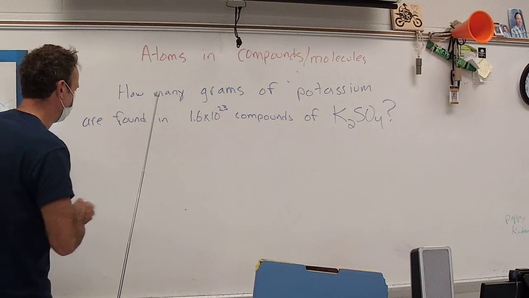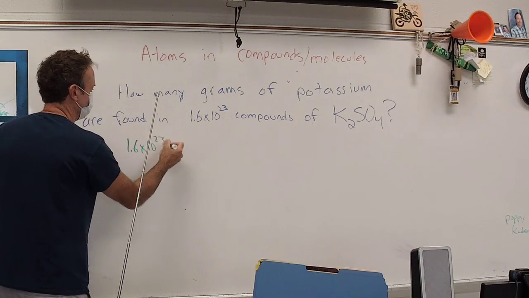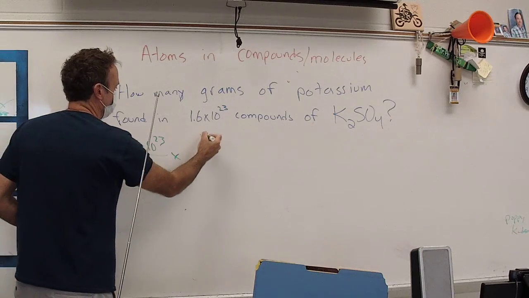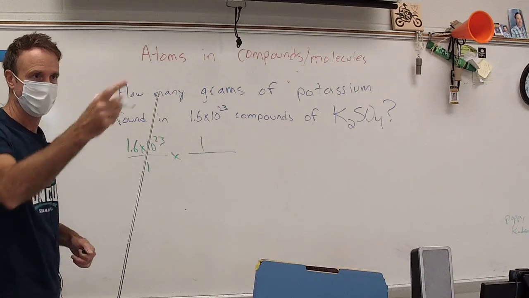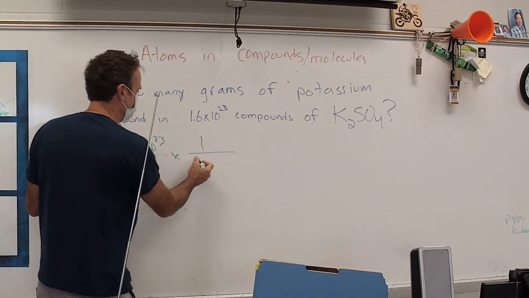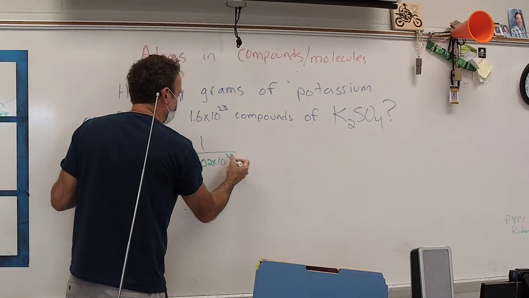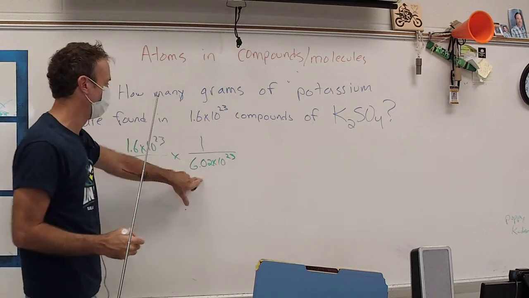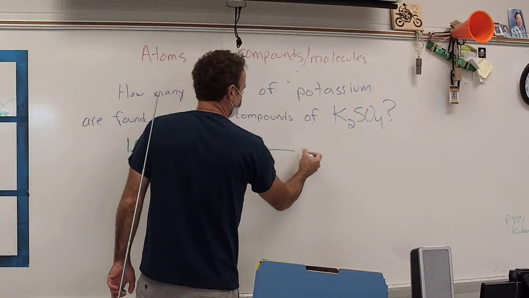What are we given? The given number is 1.6 times 10 to the 23rd times 1 over the proper number. What's the proper number when we talk about this? That's right. 6.02 times 10 to the 23rd. That's the proper number for 1 mole of compounds. Times. Now there's 2 ways to do it from here.